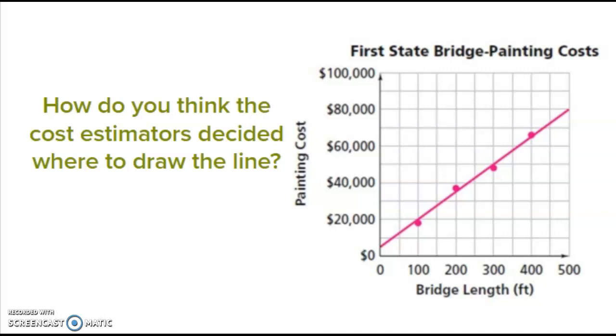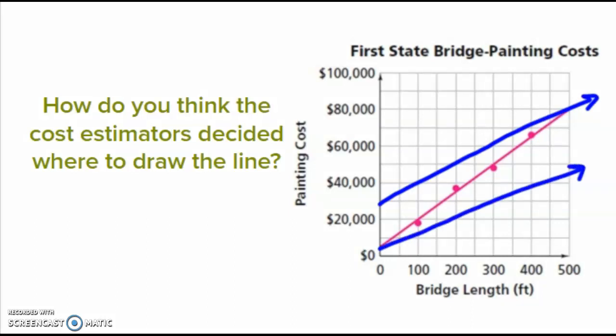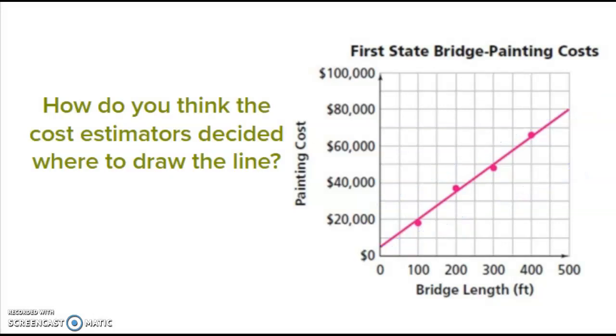Okay, they probably didn't draw the line anywhere else, because if they were to draw their line up here, or down here, it doesn't go through the data. They wanted to best represent the data or get the best average so that when companies came to them, they could give them the best estimate for the cost. So they used the line of best fit. They wanted to try to get through as many points as they could so that they could give a good estimate.